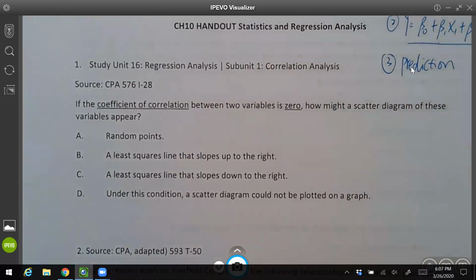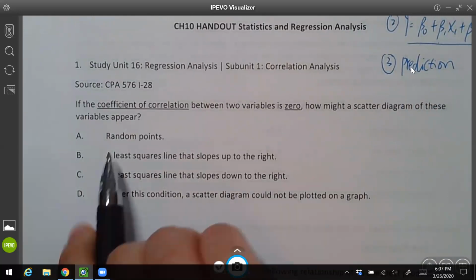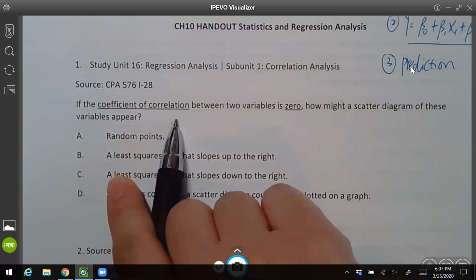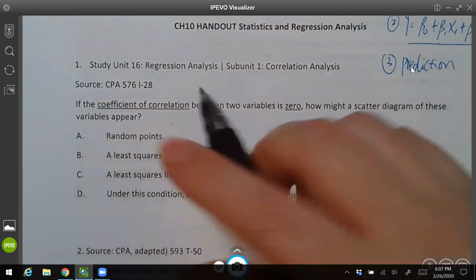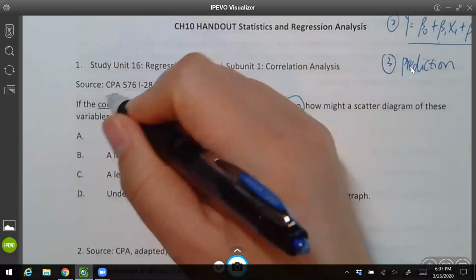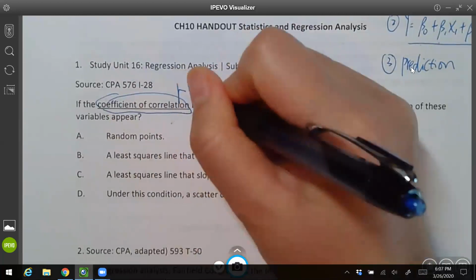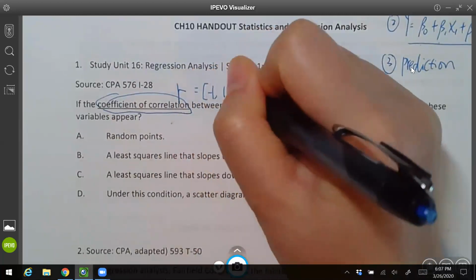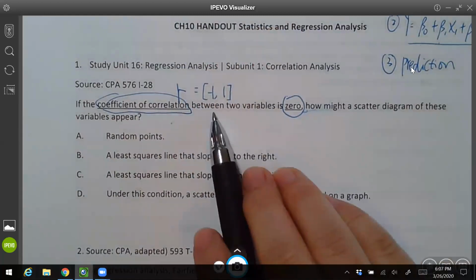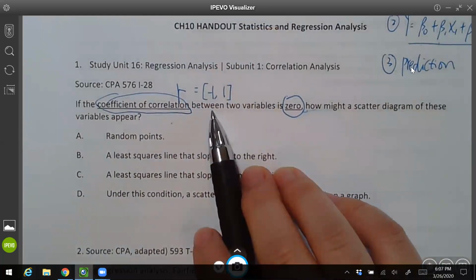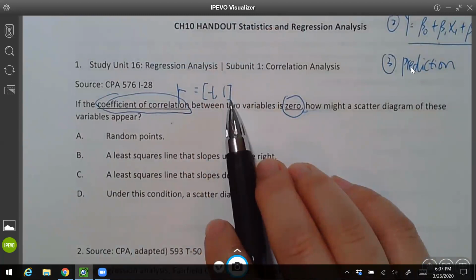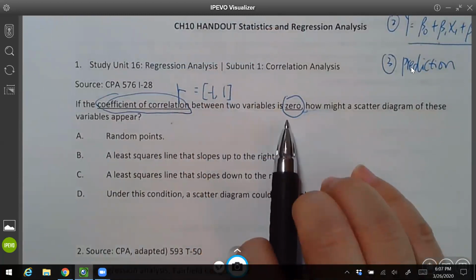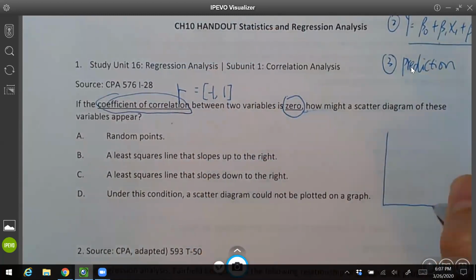So I'm going to work out these handout questions with you. I think they are either from CPA questions or CMA questions. Let's get started. The first one said the coefficient of correlation between two variables is 0. The coefficient of correlation is the R. It can be -1 to +1. -1 means strongly negatively correlated, +1 means strongly positively correlated. But if it's 0, then there is no relationship.